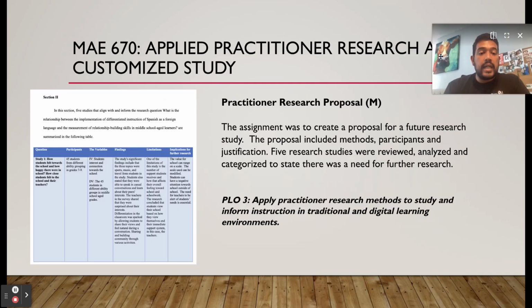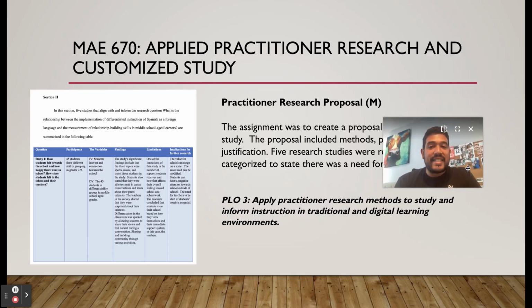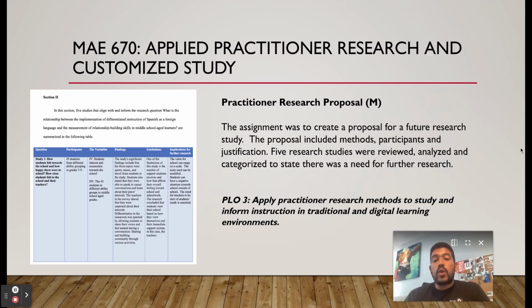The last one is this class, the MAE 670. For this course, I had to create a practitioner research proposal, which I felt like after doing this a couple times with the peer reviewed articles, it wasn't new to me, but I felt like with the support from the instructor, shout out to the instructor for giving me the feedback like, hey, you're missing this. There's a little bit of formatting here that needs to be done.